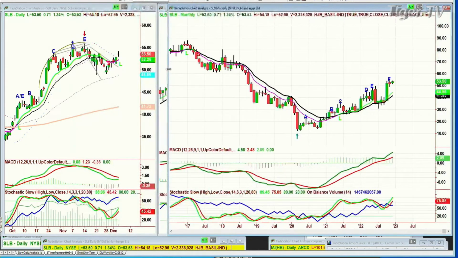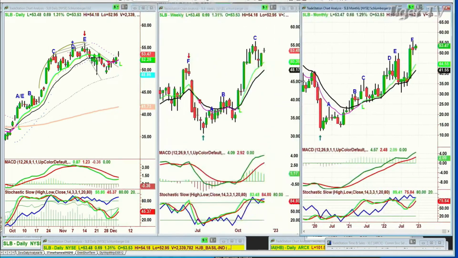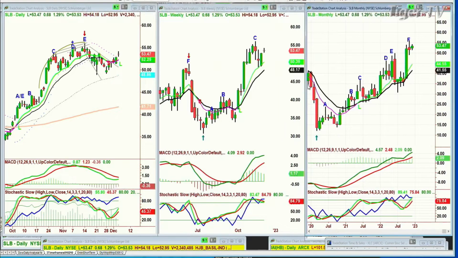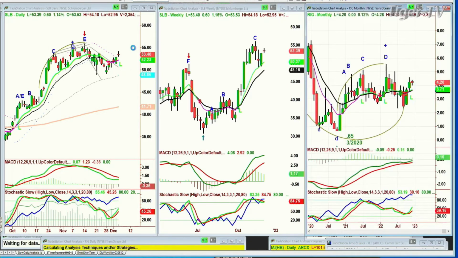Yeah, Schlumberger is in the oil service area. I believe it is the service area. And it's trading right now at 53.47, up 68 cents. The way I'm looking at it, I think it's in this digestive phase. And because of that, let me just put rig. I think a rig is in the same area.